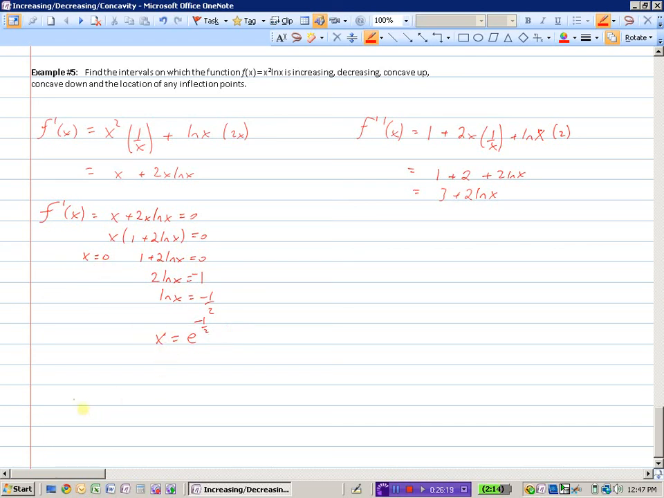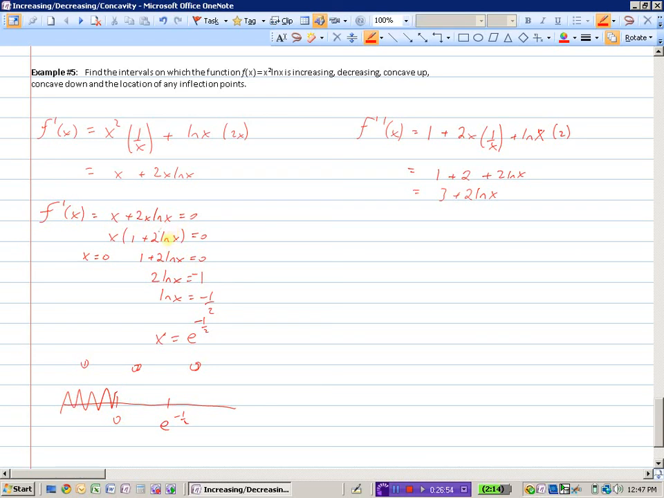So I'm going to plot this here. There's 0. Here's e to the -1/2. And I'm going to test my 3 regions. So going back into this one here, let's call this region 1, region 2, region 3. Try a number like -10. That would clearly be negative. We can't take the log of -10. In fact, we can't take the log of anything negative. So this function is not defined for any values less than 0.